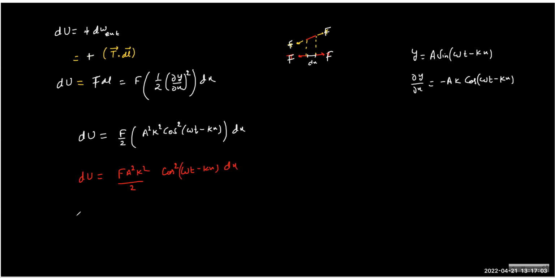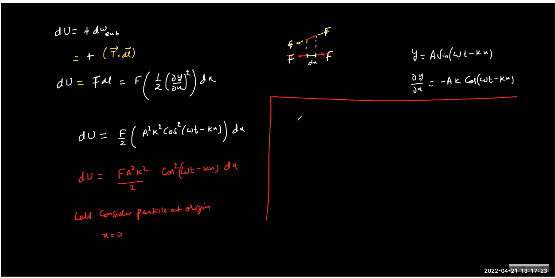So let's consider a particle at the origin. So the potential formula will change to F A square k square by 2 into cos square omega t into dx. Now there are many ways of writing this. As I said, we can always convert the dx into v dt. So you can write it as that, not to confuse you.